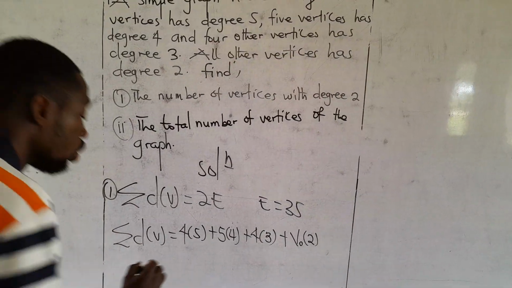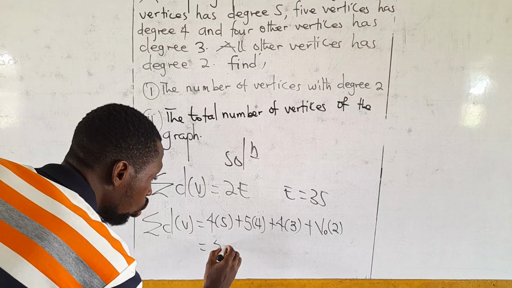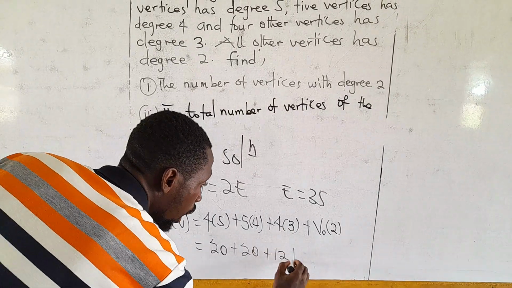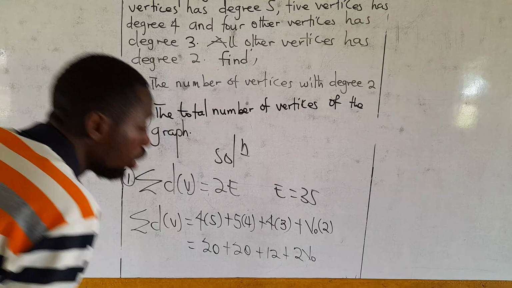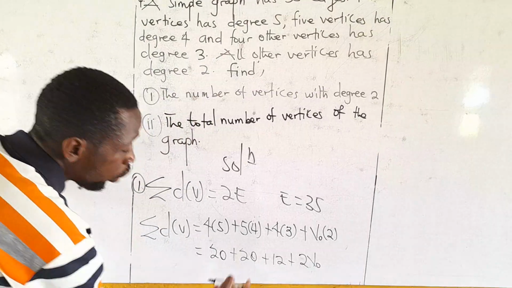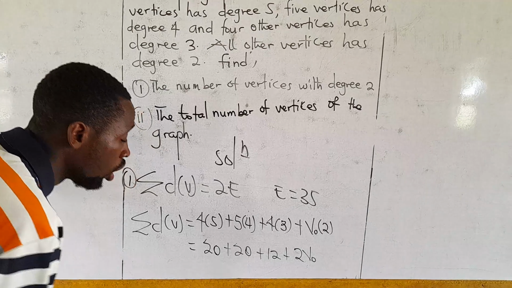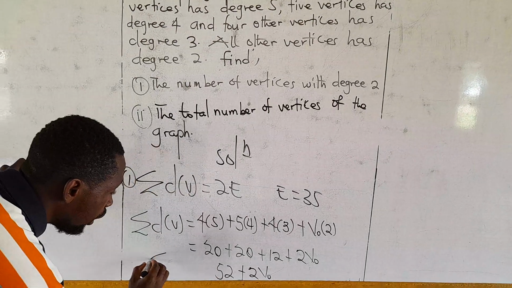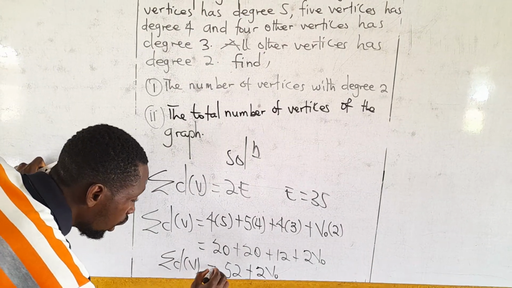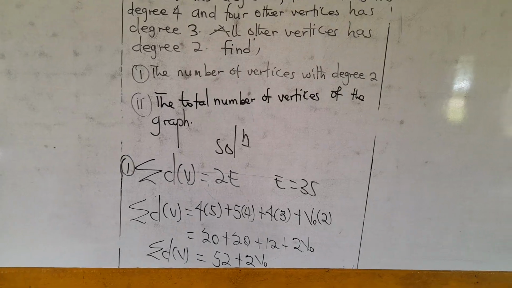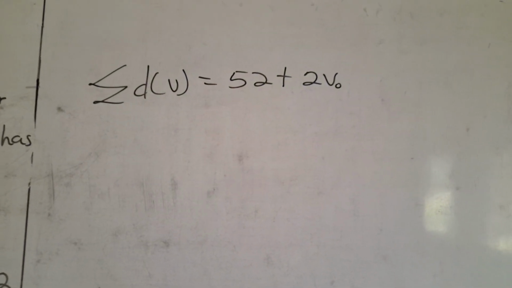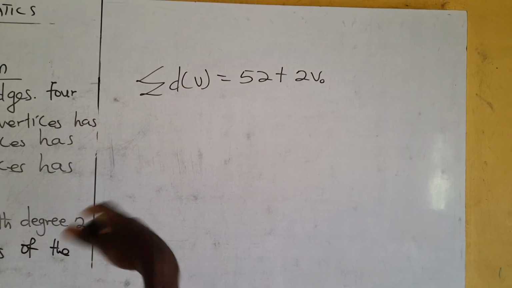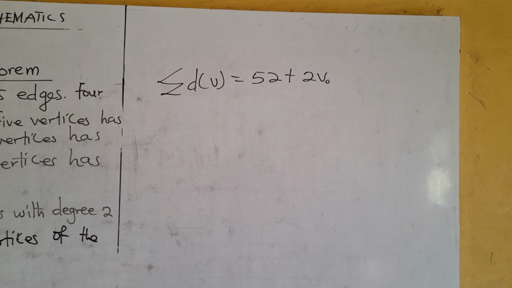So when we polish this very well, 4 times 5 will give us 20, 5 times 4 will give us 20, 4 times 3 will give us 12, and this will give us 2v subscript 0. So 20 plus 20, that's 40. 40 plus 12 becomes 52, then plus our 2 v subscript 0. Then this becomes the total degree of all the vertices. So we find the total degree of all the vertices to be 52 plus 2 v subscript 0, where v subscript 0 represents all other vertices that are remaining.